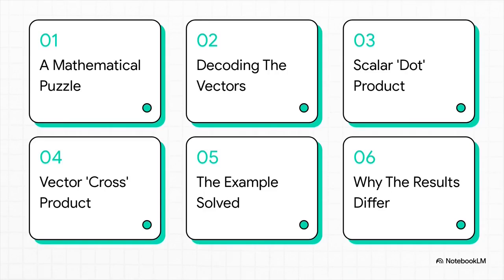So here's our game plan. First, we'll look at the puzzle. Then we'll break down what these vectors really are. After that, we'll explore the two ways to multiply them, actually solve our example, and then, the big finale, figure out why we get such different results.